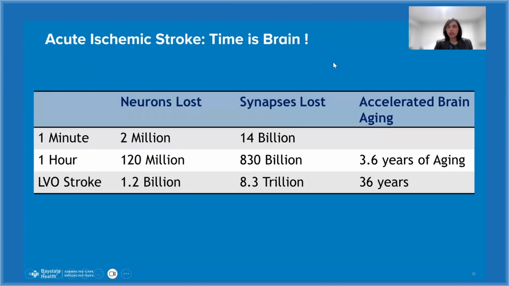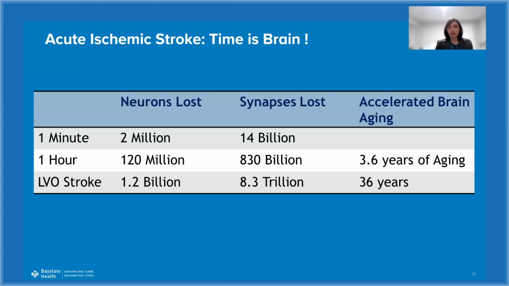So, what's important here, and why do we say that time is brain, is because, say, for example, a blood vessel is being blocked by a clot. A minute of delay in treatment can cost you almost 2 million neurons, or that's the cells that can be lost within a minute. That can correlate to loss of almost 14 billion synapses.